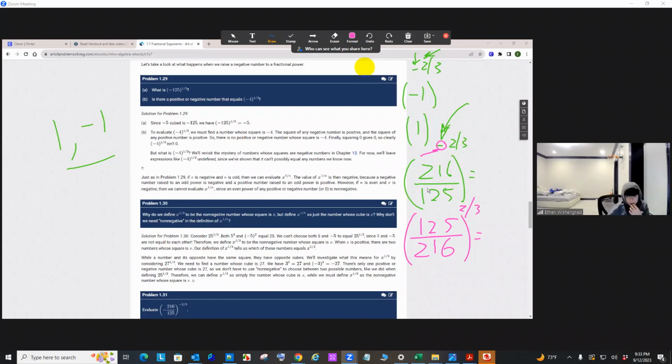I put the 125 upstairs and I put the 216 downstairs. You don't flip both of them. No, they don't do the same thing. What? If you flipped both things, it would be the same thing that you had to start. No, it's not. Because here you're taking the cube root of these guys. Cube root. Oh. If you flip them, then you're going to be taking the square root of them. It's completely different.